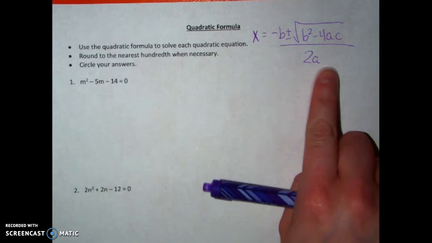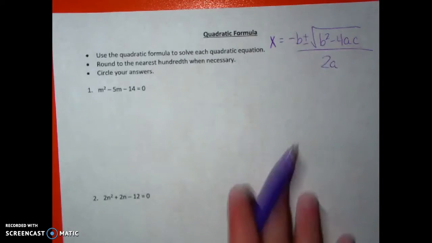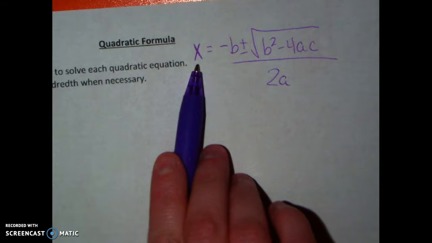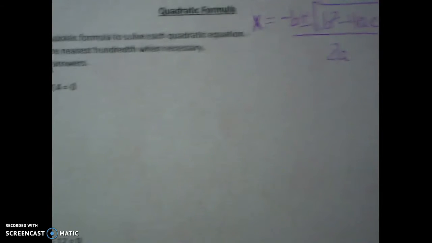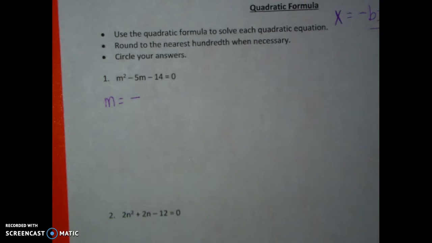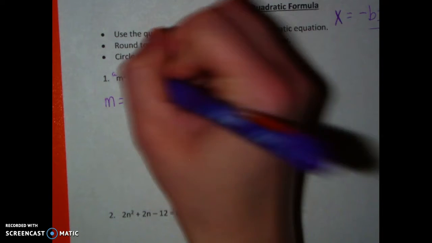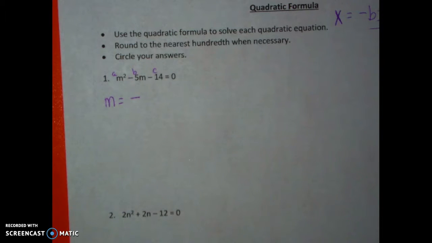Here's the quadratic formula. If you don't have it written down somewhere, make sure you do. Let's look at number 1. In this case, instead of x, you would have m here. So m equals negative b. If you're not sure which one's a, b, and c, the number here is the a, this number is the b, and this number is the c.